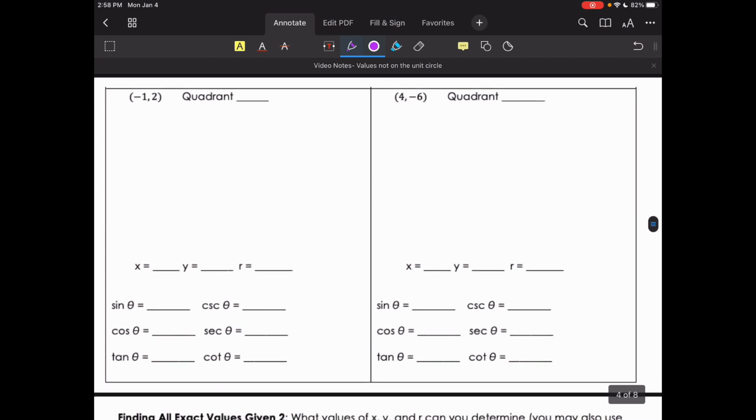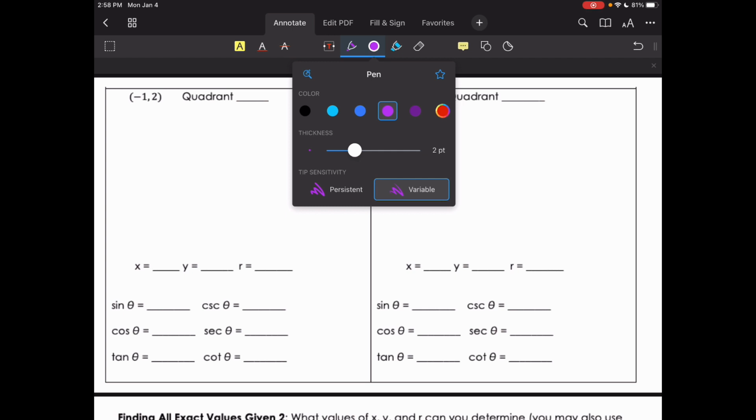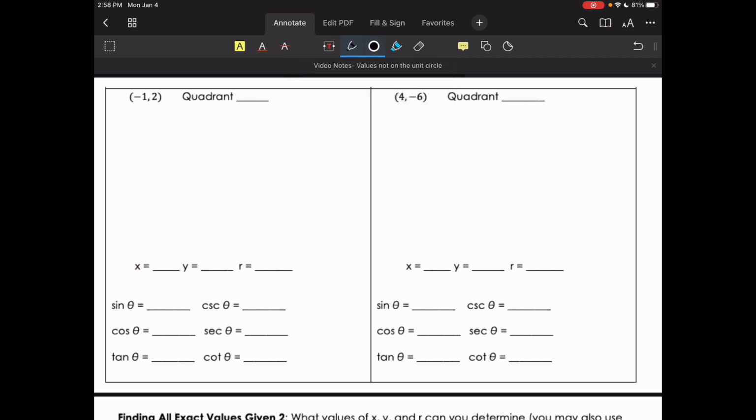We're going to look at this next one here. So this one's a little bit different. So again, start by figuring out the quadrant and drawing my triangle. So I have negative x, positive y. So that's going to put me in quadrant 2.